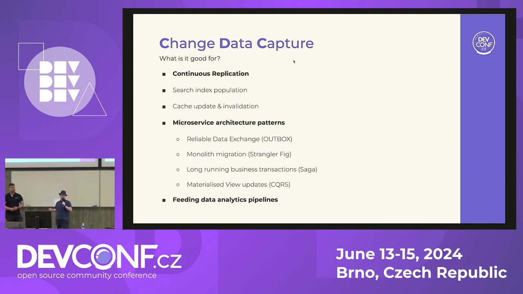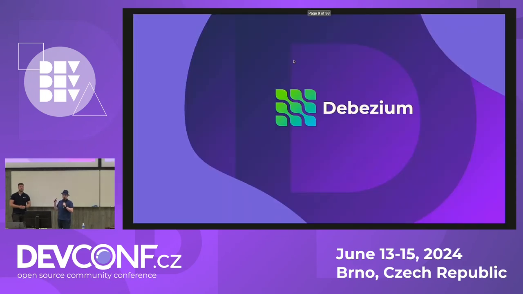Or if you want to migrate from one monolithic application to several microservices, you can use something called the strangler fig pattern, which, by the way, there was a presentation about at this conference, and many others. We could really have a standalone talk on each of these patterns, so we are not going to go into much detail on these. And that brings us to the tool called Debezium. So who already heard about Debezium?